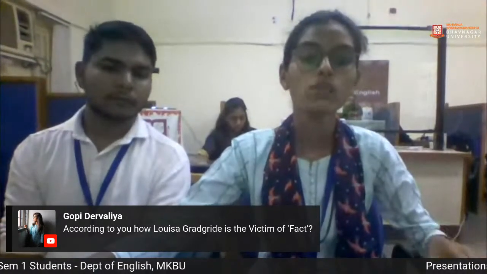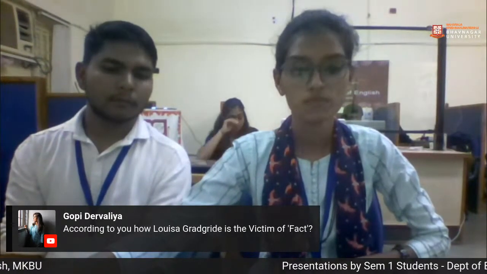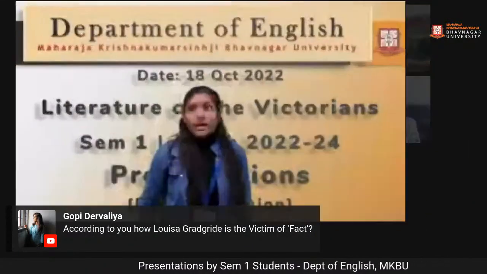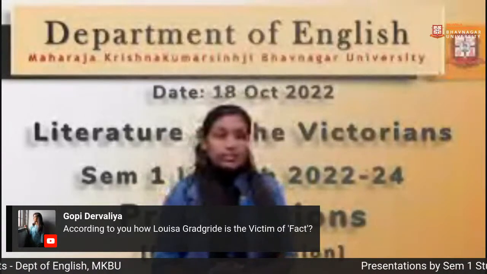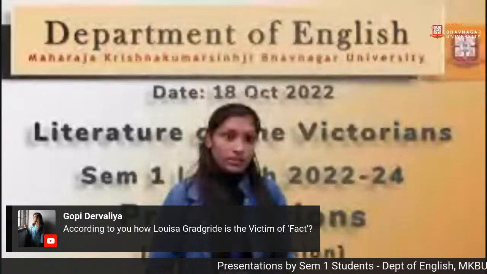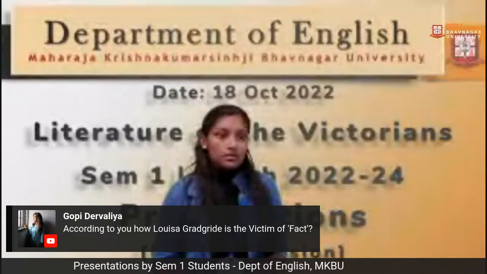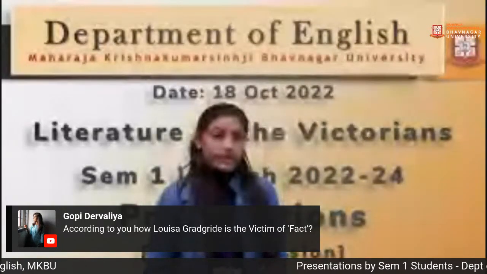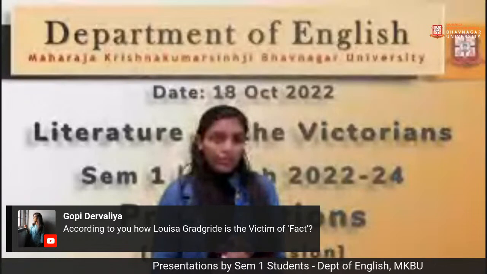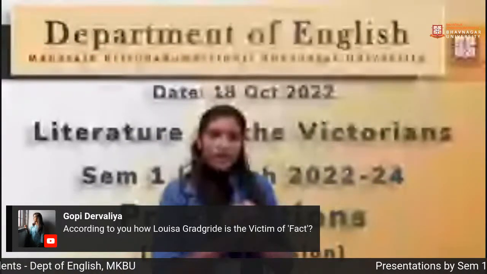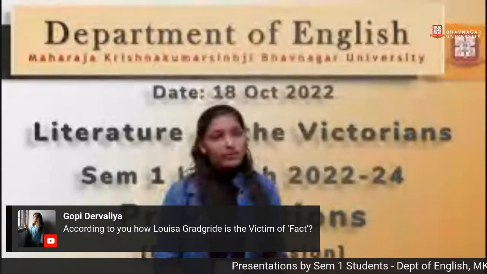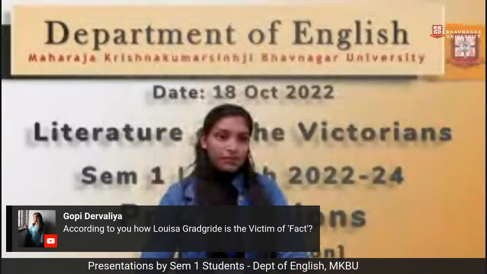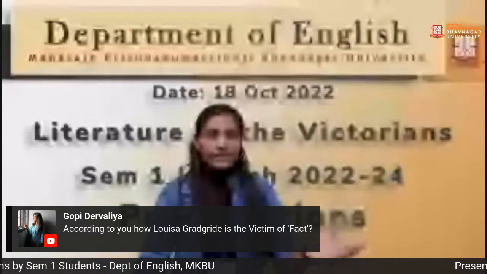Gayatri, according to you, how is Louisa Gradgrind the victim of fact? According to me, Louisa is the victim of fact because she is the elder sister of her brother and sister, and Gradgrind was the man of fact. She has to follow the rules of Gradgrind. He never wants her to wander. He only wants her as an educator and a reader only. But Louisa wants to live her life with love, and her father never accepts it. And on the other side, her brother also does the same thing.